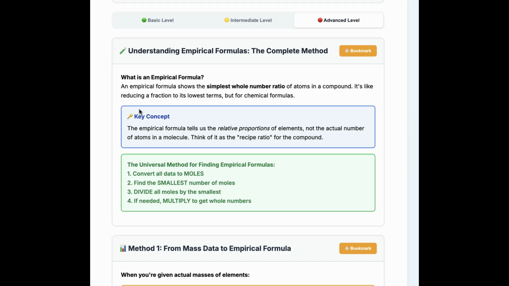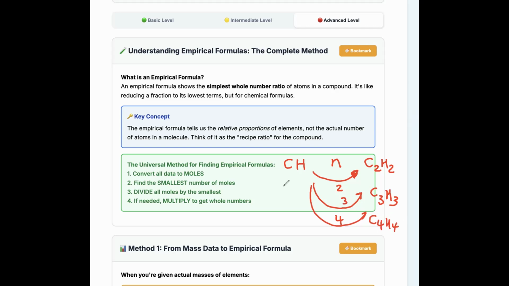Let's try again to explain very slowly what the empirical formula is. The empirical formula is simply the whole number ratio. There is a number which is like n. This number is the relationship between my empirical formula, the simplest form, and how many times it is repeated. If n is equal to 2, it means that my empirical formula is repeated 2 times. If it is repeated 3 times, my compound will be C3H3. If it is repeated 4 times, it will be C4H4.